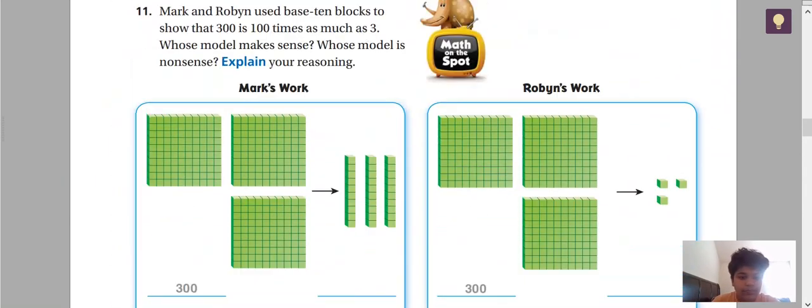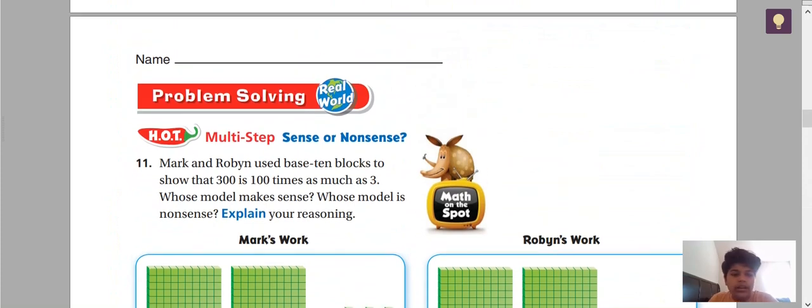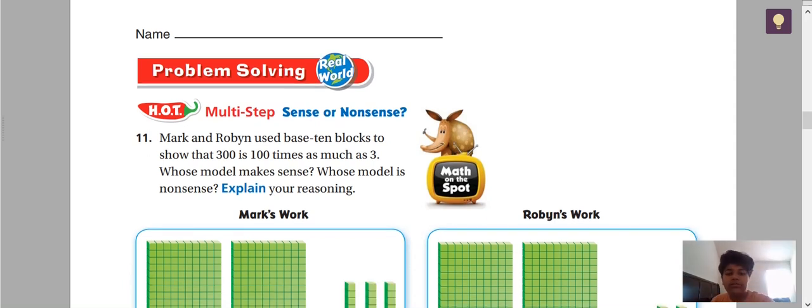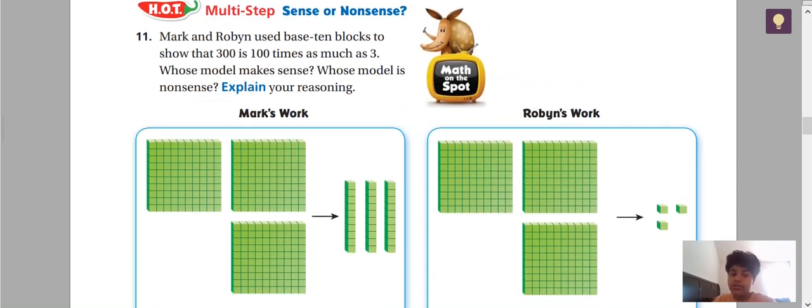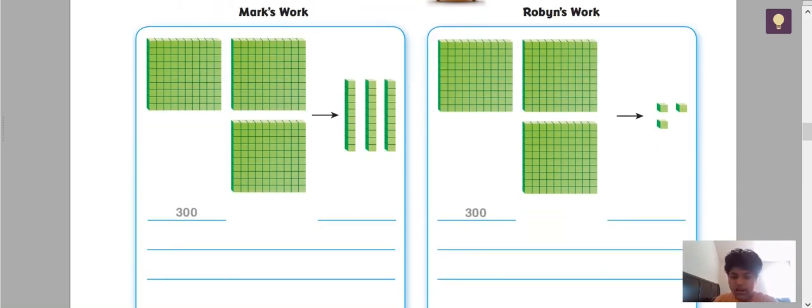Okay, so Mark and Robin used base 10 blocks to show that 300 is 100 times as much as 3. Whose model makes sense? Okay. Who do you guys think? Whose model do you guys think makes sense? Is it Mark's or Robin's?